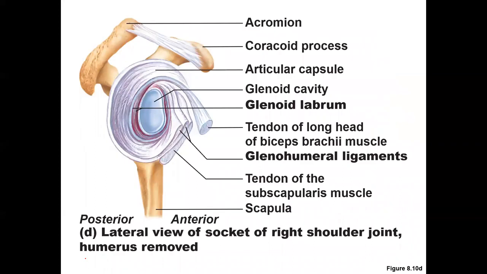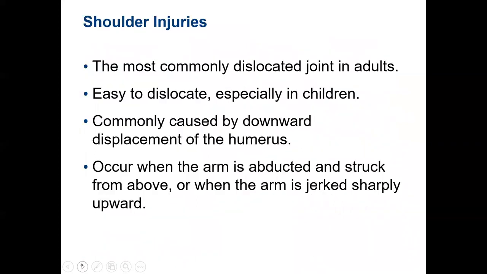Here we are looking down at the socket. This is the most commonly dislocated joint in an adult, but it is very easy to dislocate, especially in children. Why? Because you're taller than they are. Why does that matter? Well, you're holding the kid's hand and you pull straight up on that. Like if he's standing in front of you and his arms are straight up in the air and you pull straight up on those arms, that's it. You jerk the arm strongly upward, dislocate the shoulder.